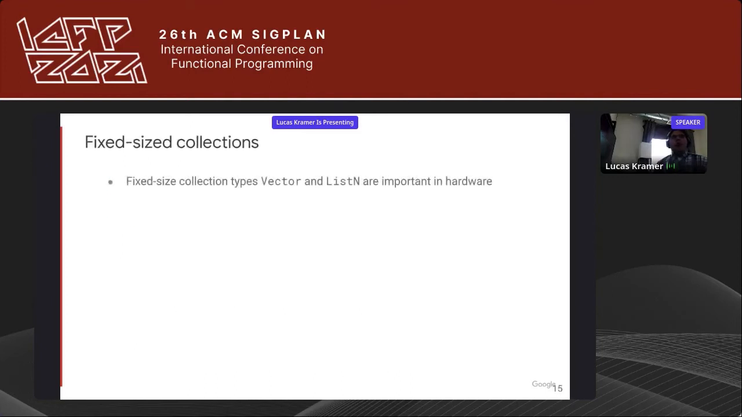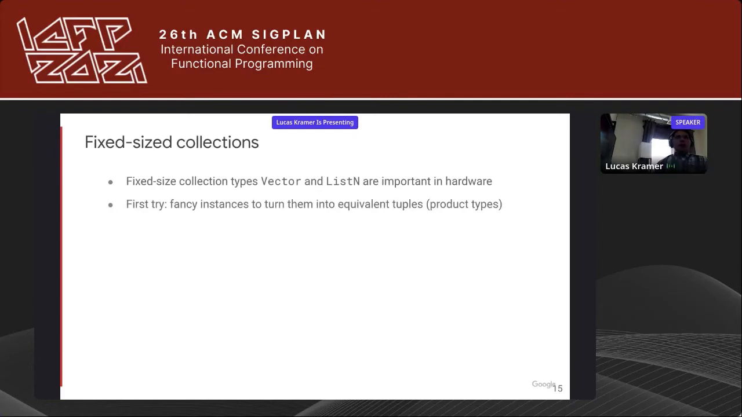Another thing Bluespec has that's quite important in hardware is these fixed size collection types. So we have vector and also list_n, which is a fixed size list, whereas vector is more of a statically typed size array. These are important things that we want to handle generically, so we need some sort of type representation for them.